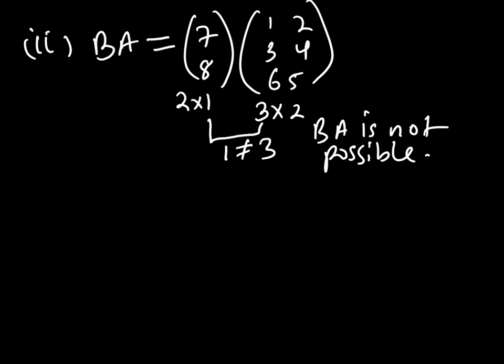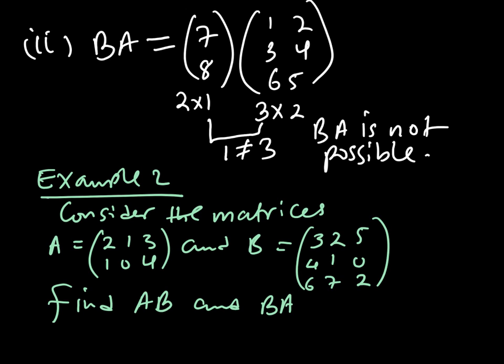Okay, let's see another example. So here we are given 2 matrices, A and B, and they want us to find the AB and BA. There is a reason why this question is asking you to find the AB and the BA. At the end of it, we are going to compare the 2 answers and see if they are the same. If not the same, then we come up with some conclusions.